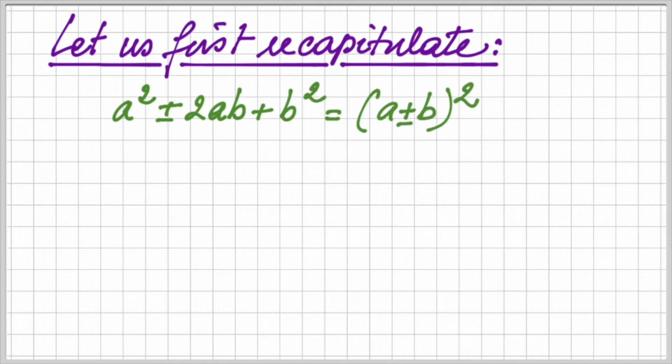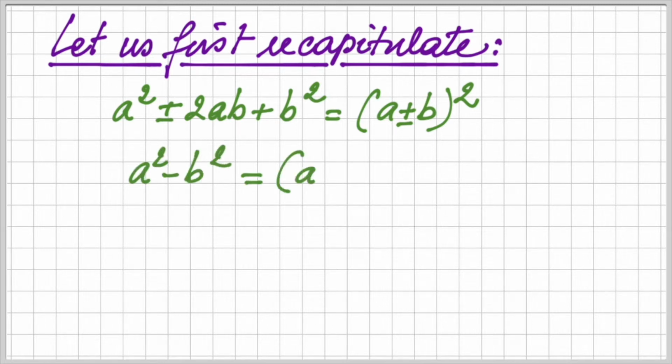The first formula that we used was a squared plus or minus 2ab plus b squared, which is equal to (a plus or minus b) to the square. So this is basically the equation where we have the square of a sum or a difference. This is one of the first equations that we used. We used it to expand, but now we write it in the other direction to factorize.